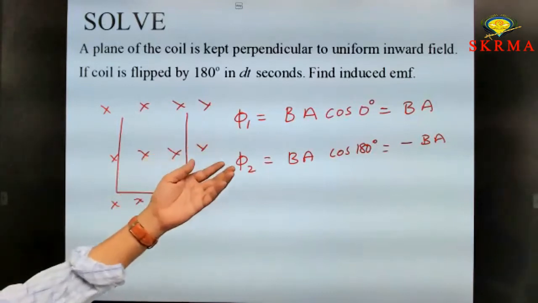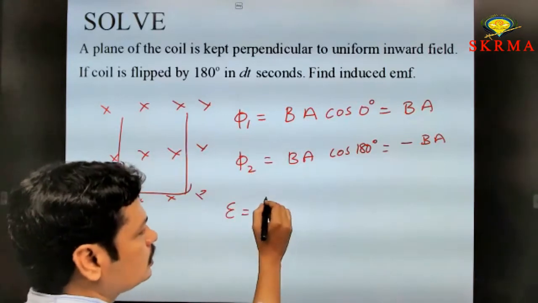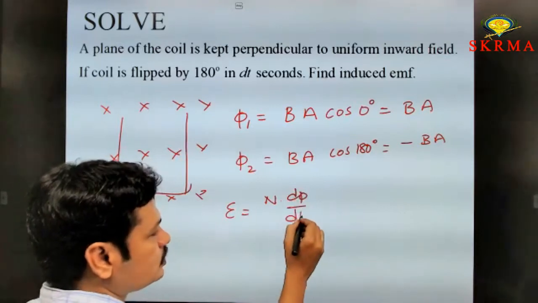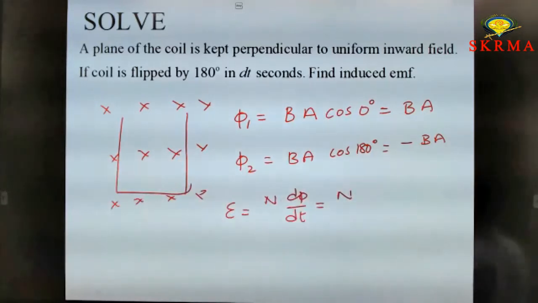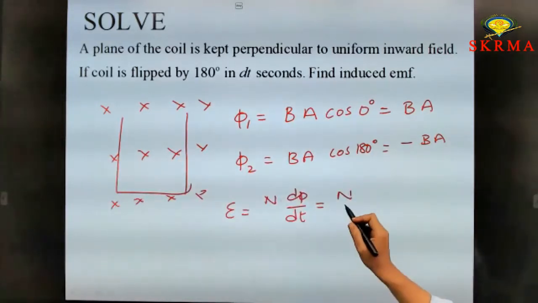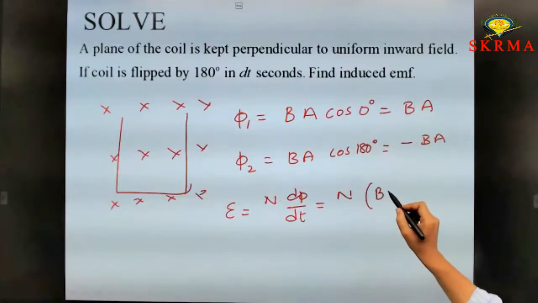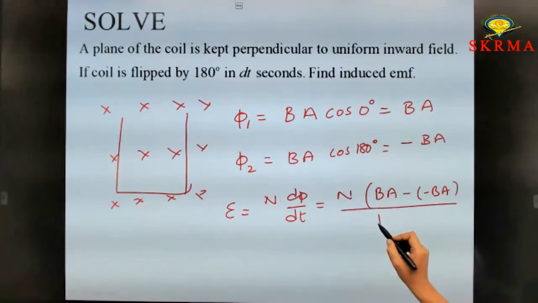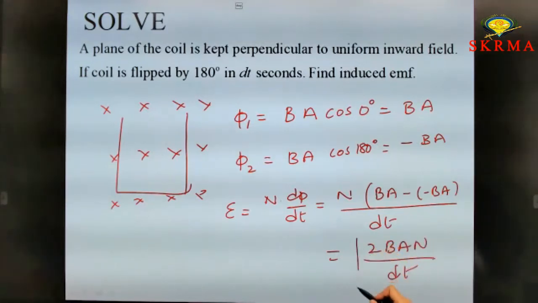What do we have to calculate here? The induced EMF. The induced EMF E equals N d phi by dt, or N delta phi by delta t. This is the induced EMF condition. If it contains n turns, we take n. Otherwise, if it is only one turn, n equals 1. Delta phi, what is the value? BA minus of minus BA by dt. Then it is 2BAN by dt. This is the induced EMF in this case.